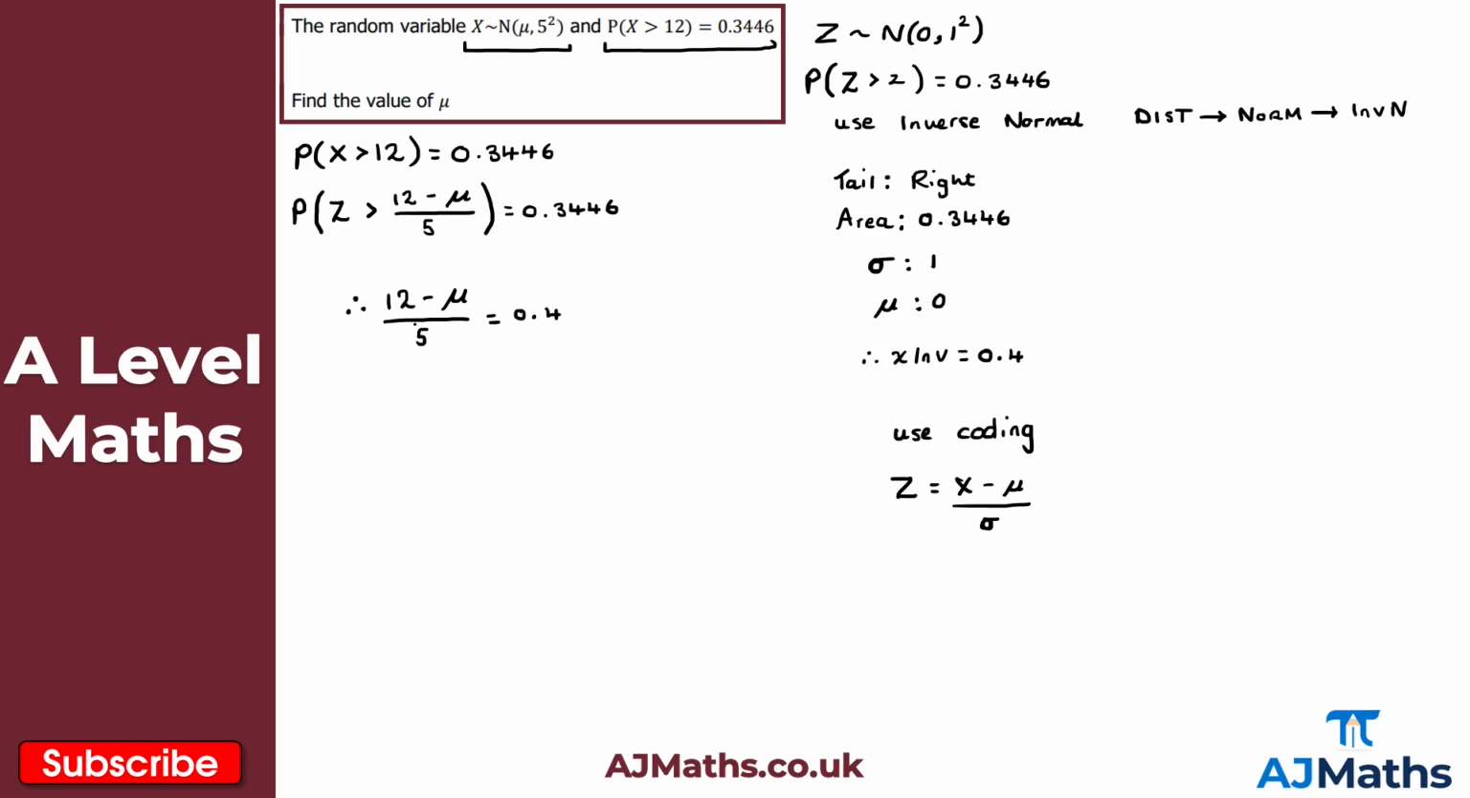Okay. So we're just looking to solve for mu here, so I'm going to times both sides by 5. So we get 12 minus mu is equal to 5 lots of 0.4. 5 times 0.4 is 2. So here I've got 12 minus mu is equal to 2. So therefore, nice and straightforward, mu would be equal to 10. Okay. And there we have it. So that gives us the solution there to question 1.